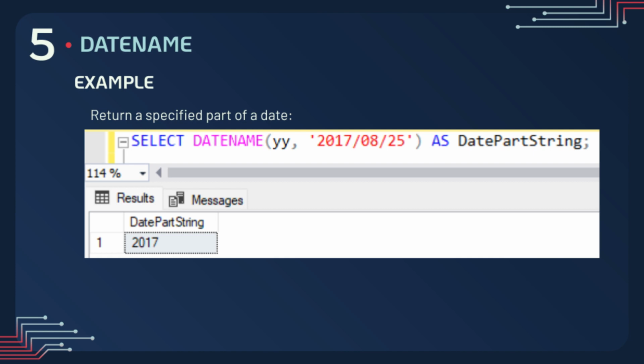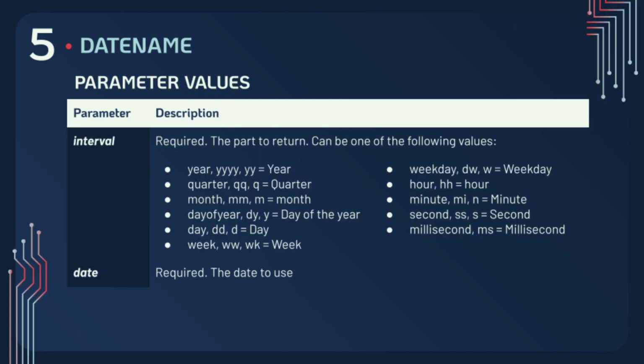Yeah, year and 2017. It's only returning the specified part of a date. So it's trying to return year, and the result will be 2017. Also, if you're looking at the interval, it says y. So how is that valid? The answer is yes, it's valid because it's still a part of the interval. When you go back to the interval, you will see year and yy, and the third one is y. So it's still counted as year.